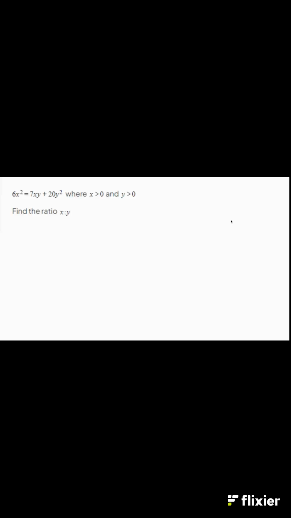Let's go. Divide both sides by y squared. I'll tell you why in a second. And now we'll get this: 6x squared over y squared equals 7x over y plus 20. And let k equal x over y. So 6k squared equals 7k plus 20.